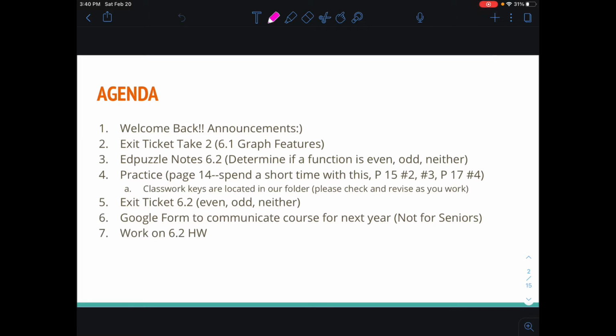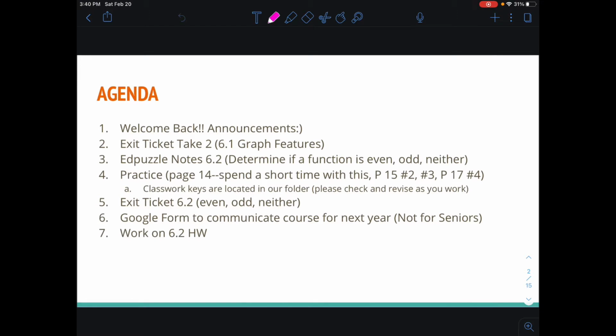Determine if the function is even, odd, or neither. And then there are some items for extra practice that you can do. Page 14, 15, and 17, certain problems on there. Always check your work as you go with the keys posted in the classwork folder. The exit ticket, the last 10 minutes, if you could do this 6.2 to determine even, odd, or neither.